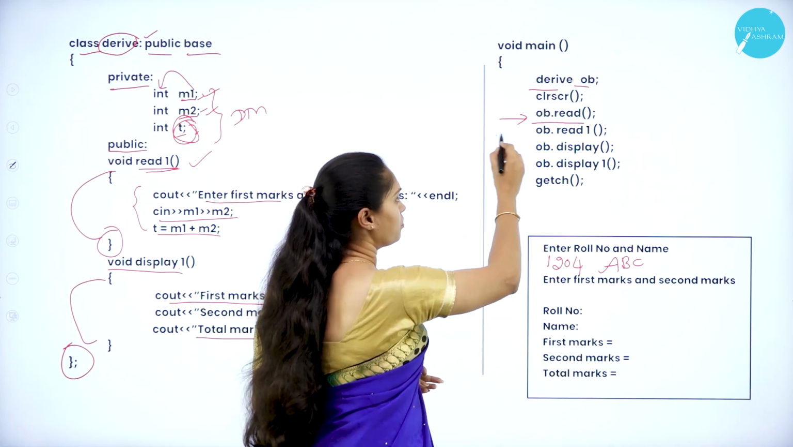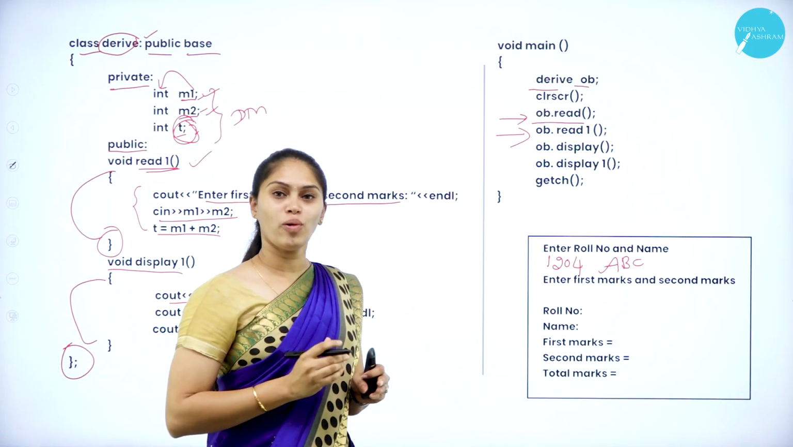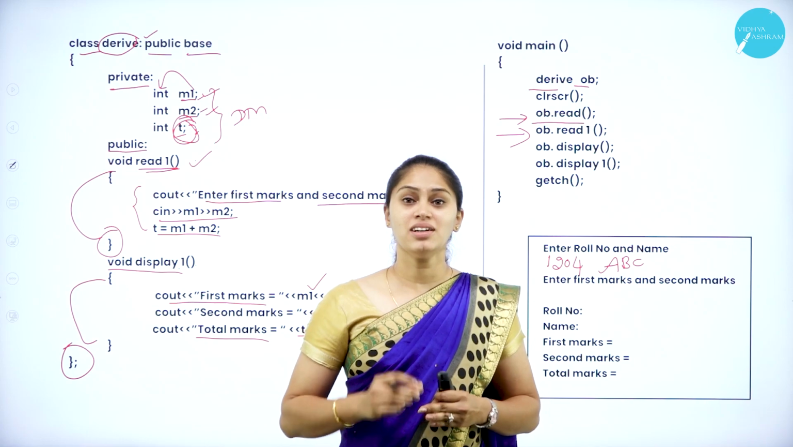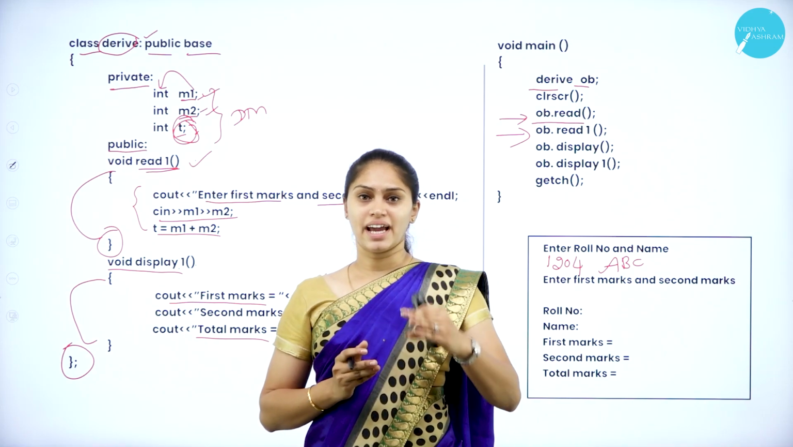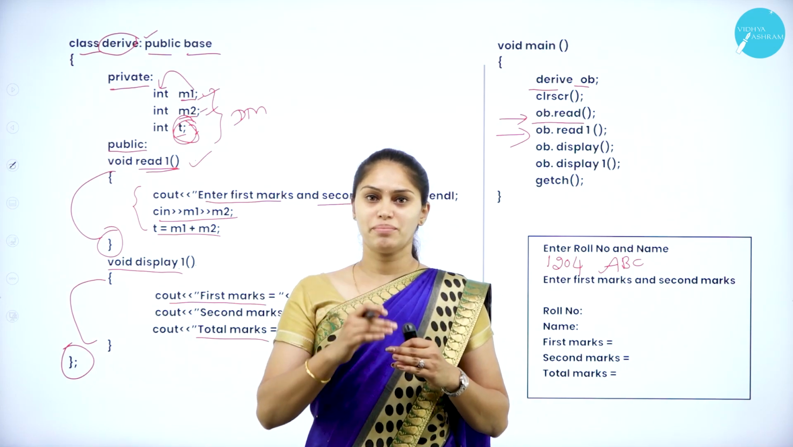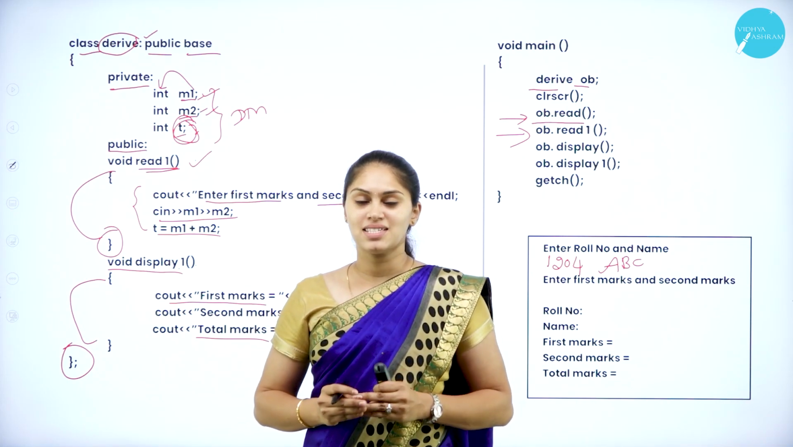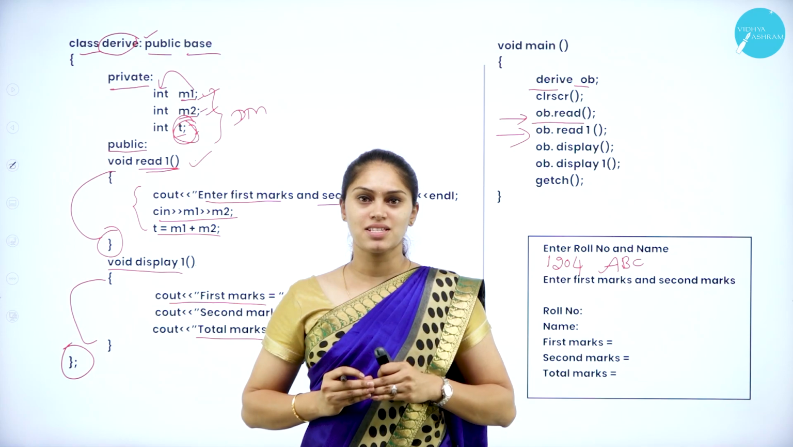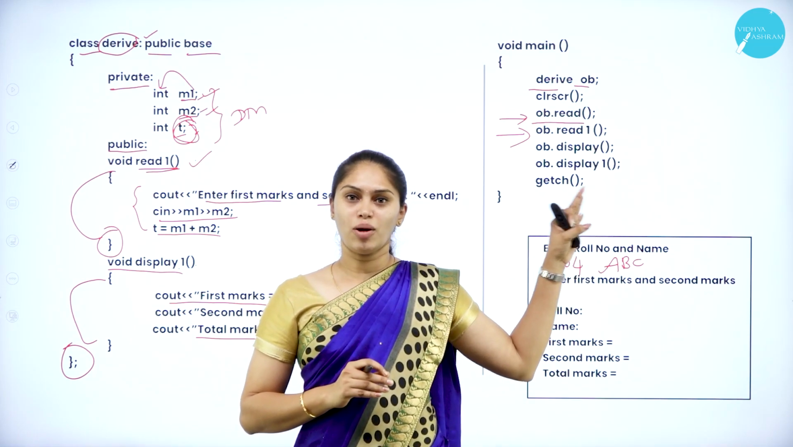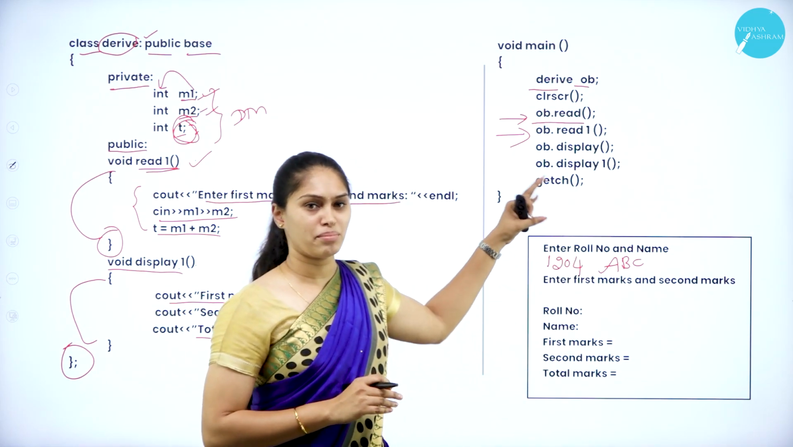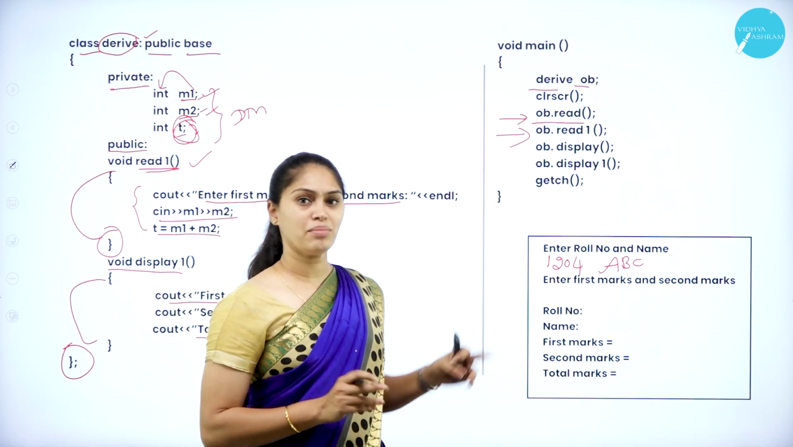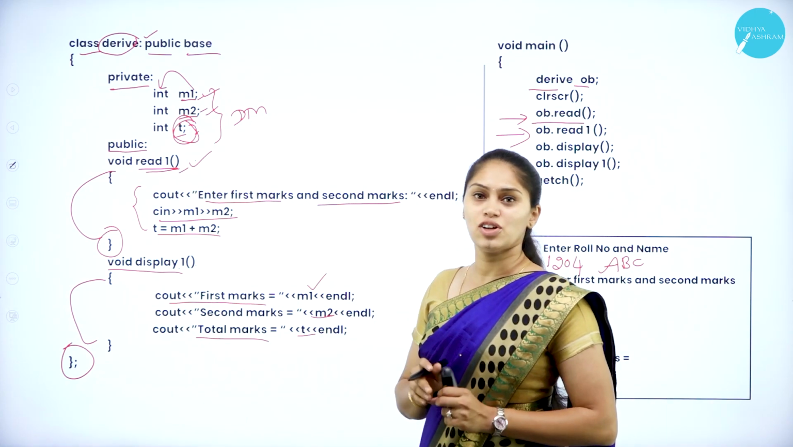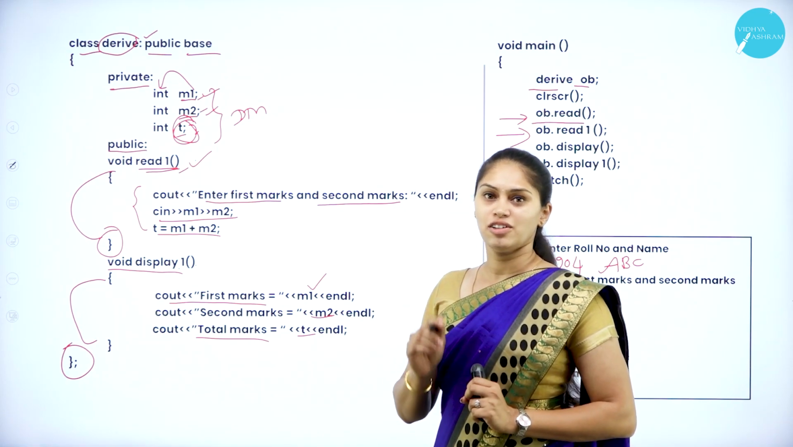Again the control will move back to this point, ob.read1 function. You have to remember whether read1 is a member function of a class, base class or a derived class. It is a member function which comes under the derived class. So when I am calling this member function read1, at that time control will be moved to the read1 function.